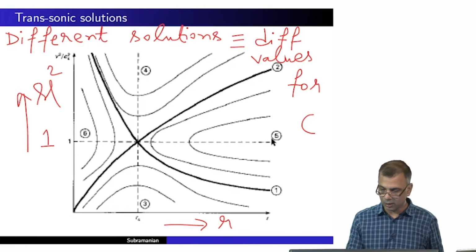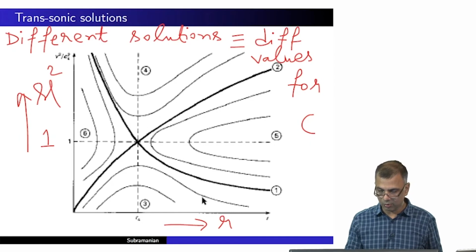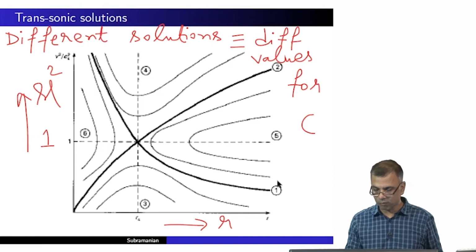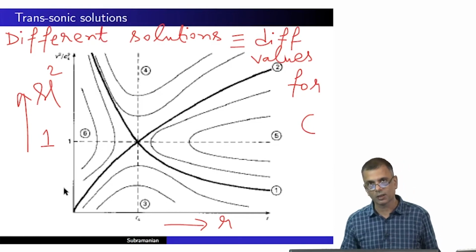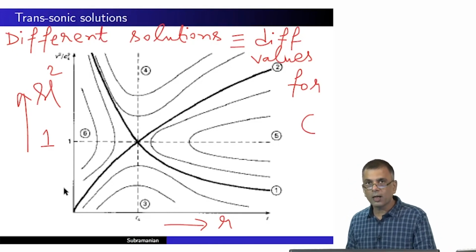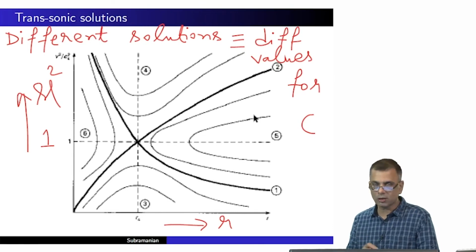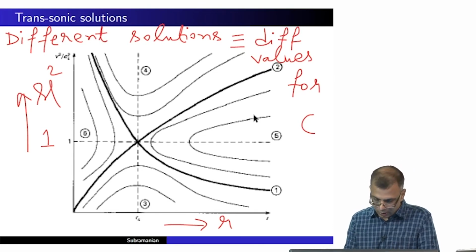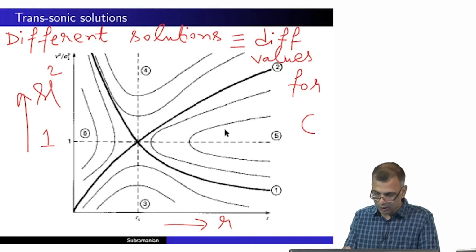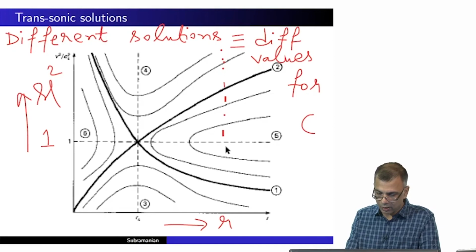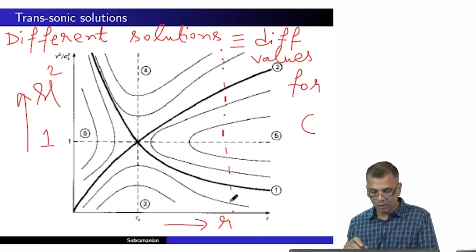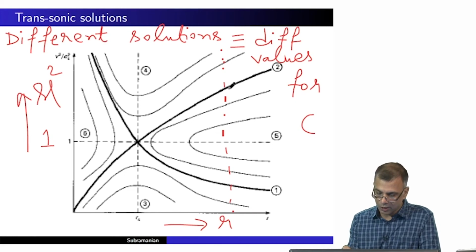This is solution 1, this is solution 2, these are solutions 3, and these kinds of solutions are solutions 4, and these are solutions 5, and these are solutions 6. Okay. So, let us look at solutions of the kind 5 and 6 first. At a given r, let us draw a little line here. You see this solution 5, for instance, predicts 2 different values for the Mach number.